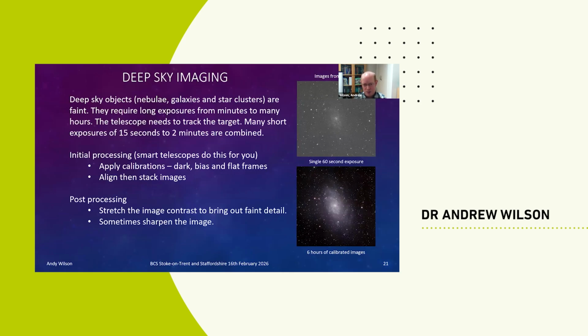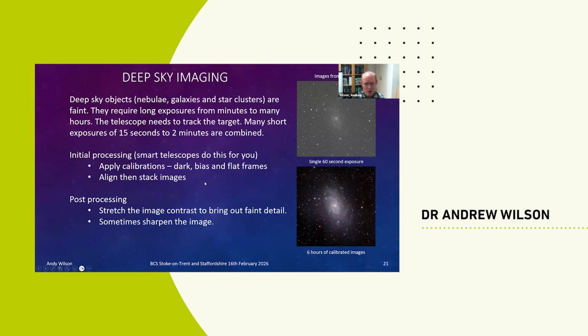And typically what you'll do is you'll take multiple short exposures from, say, 15 minutes to 2 minutes and then add them together. What we have here is an image of the galaxy M33. The top one is just a single unprocessed image of 60 seconds with my Dwarf 3 smart telescope.